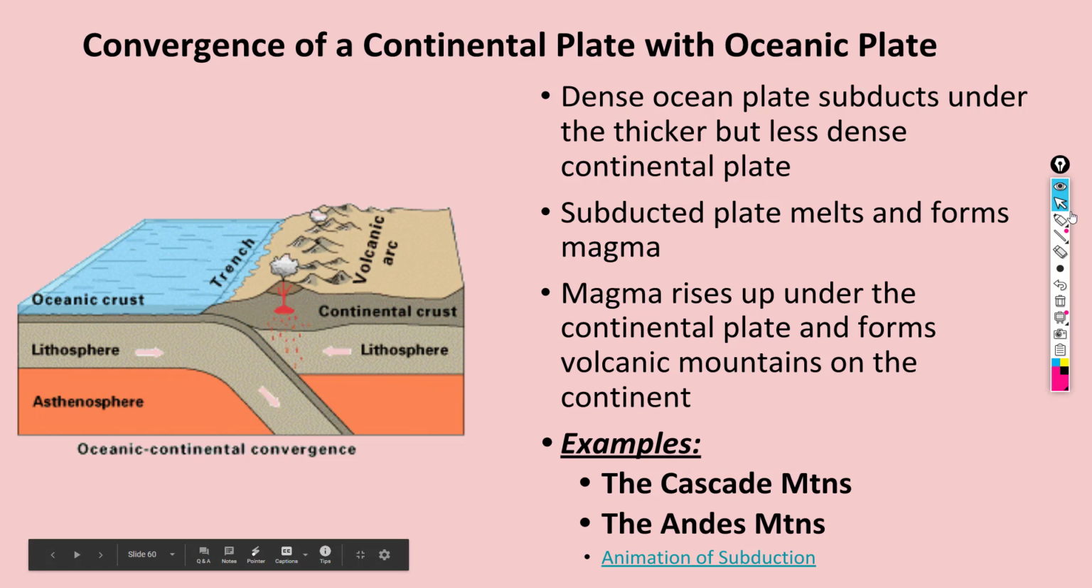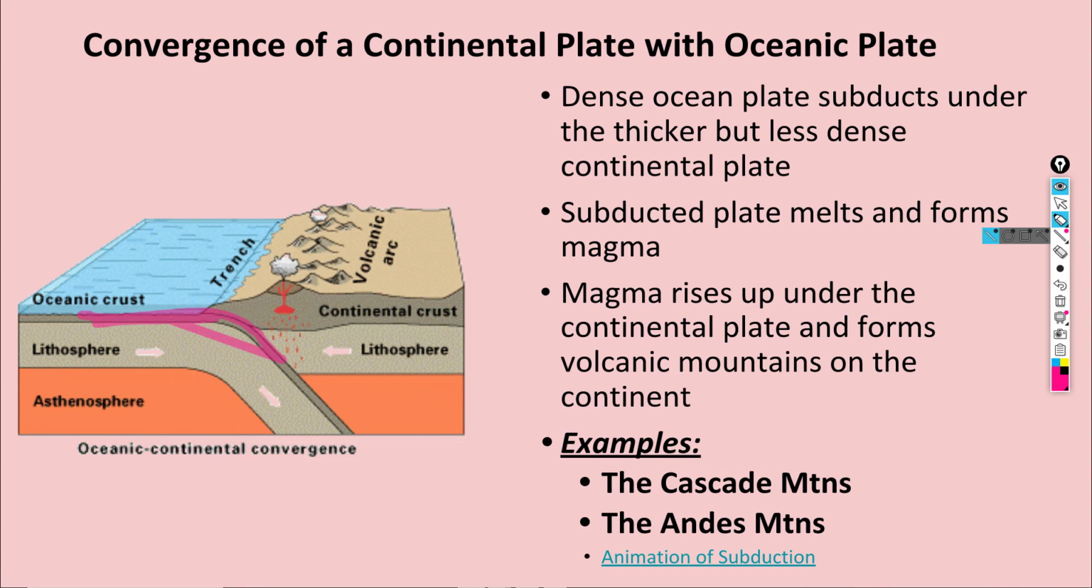Because remember, you guys, the ocean crust gets subducted very easily. On the other hand, the continental crust does not. So what happens is that this ocean crust subducts underneath. Again, it gets really hot down there. This rock melts. Magma rises. And the magma, you guys, rises and burns its way through the continental crust.